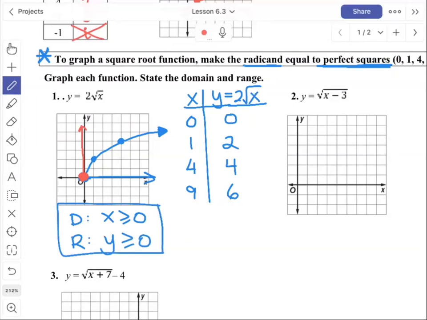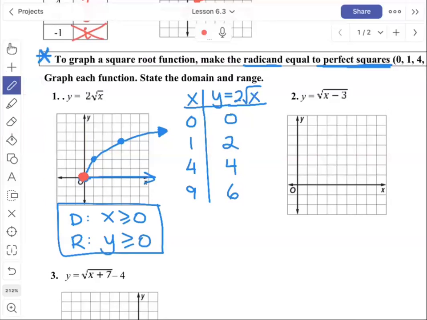Now, I think some people might think, is that always going to be the domain and range for all of these? Well, wouldn't that be nice? It would be so much simpler. Unfortunately, that is not the case. Domain and range is not always going to be just x is greater than or equal to 0, y is greater than or equal to 0. But I will give you a hint or a trick on how to do it.